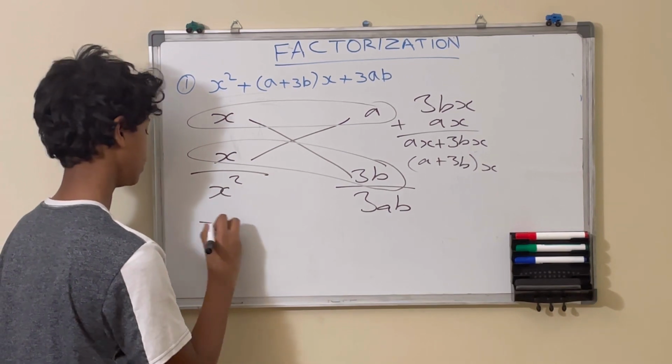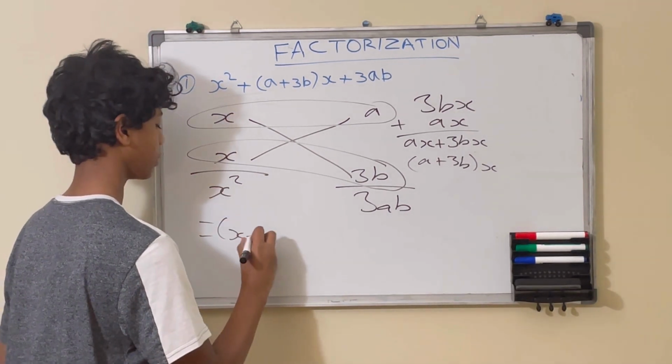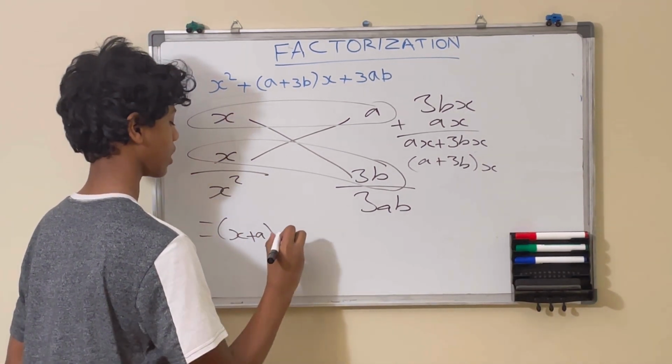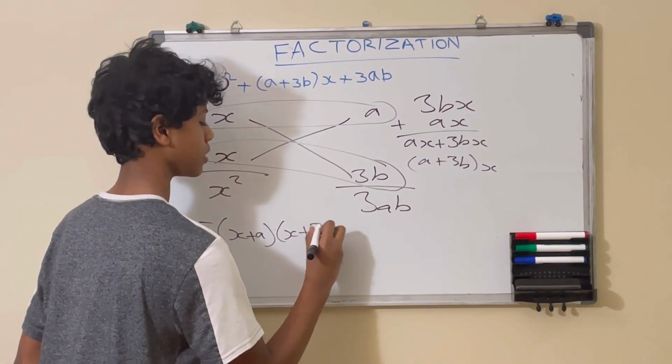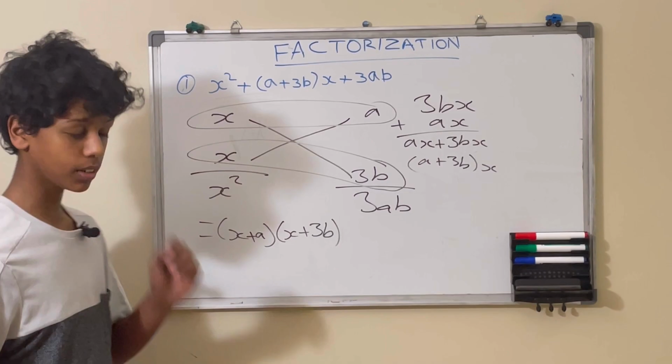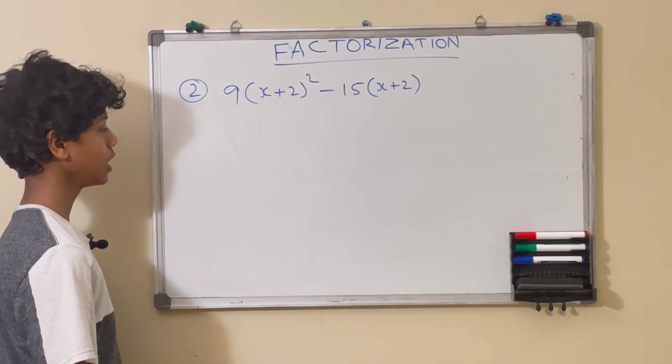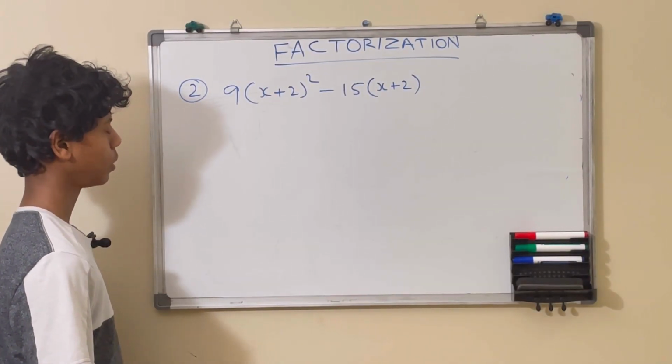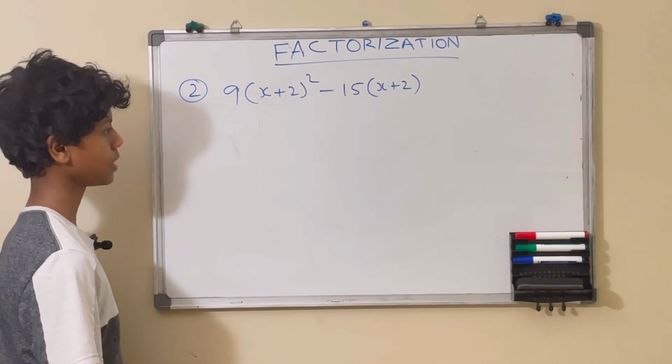So it equals (x + a)(x + 3b). And that's our answer to question 1. Let's move on to the next question. 9 times (x + 2) squared minus 15 times (x + 2).